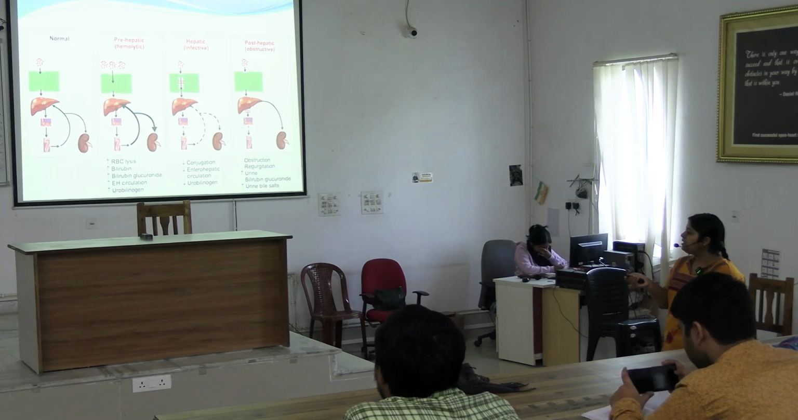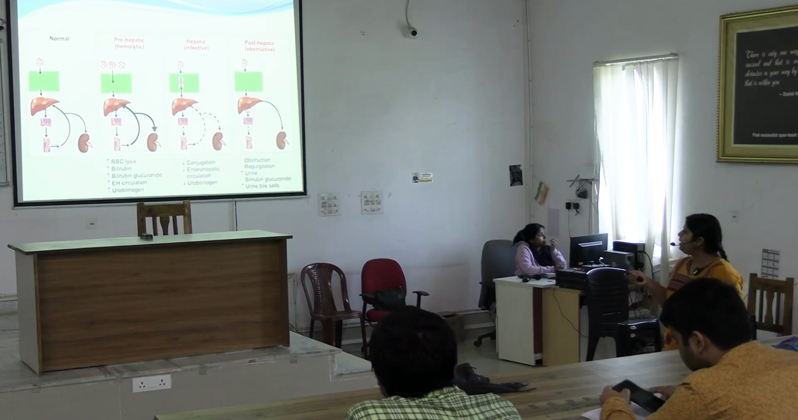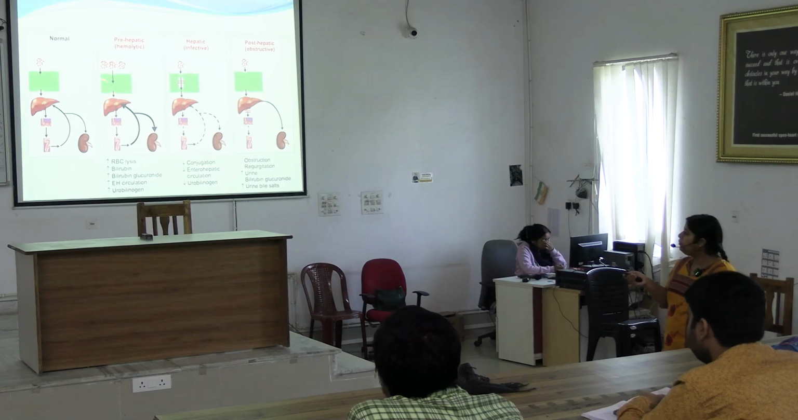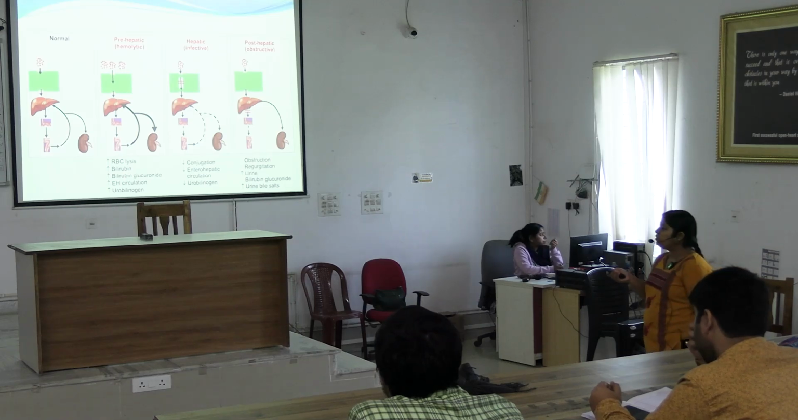From the intestine, some part is reabsorbed, some part is excreted via urine. But in prehepatic jaundice there is more and more hemolysis, resulting in more and more unconjugated bilirubin. So unconjugated bilirubin will be high, RBC lysis high, and it will also increase the rate of conjugation. Intrahepatic circulation will also increase and urobilinogen will be high in urine also.